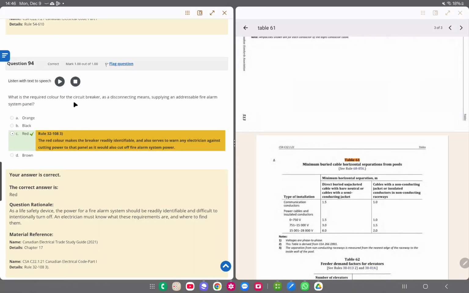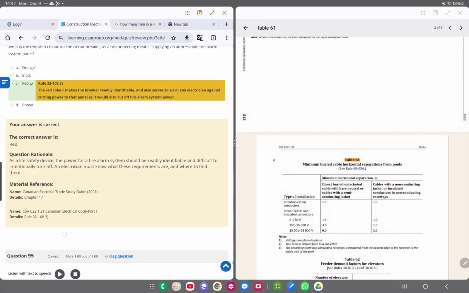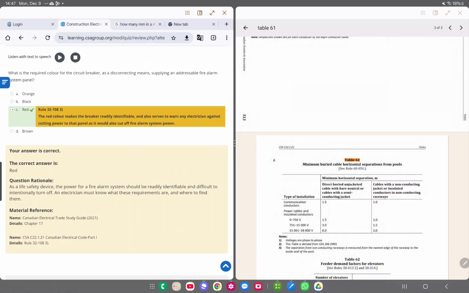What is the required color for the circuit breaker as a disconnecting means supplying an addressable fire alarm system? Really and truly, I did not check this in 32-108. Automatically, you're thinking fire alarm, you're thinking red. The breaker is readily identifiable, and it also serves to warn an electrician against cutting power to that panel, as it would cut off fire alarm system power.